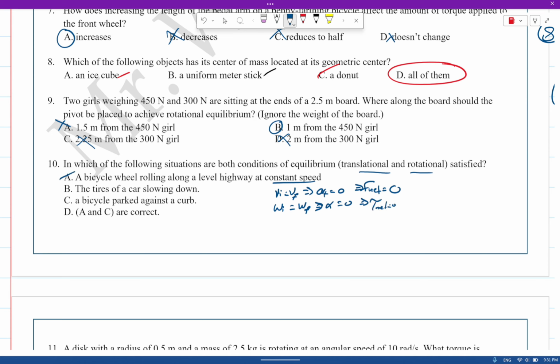What about B? The tire of a car slows down. As long as there is slowing down, that means V initial and final are not the same. And of course, there will be some torque as well. C says a bicycle parked against the curb. If it is parked, that means there's no motion. Clearly, there's no rotation, so both A and C are correct. So we can choose option D.